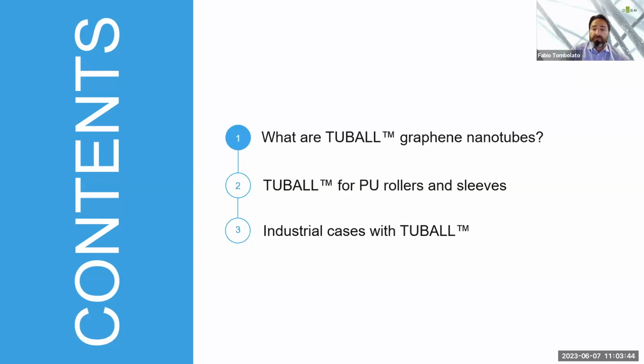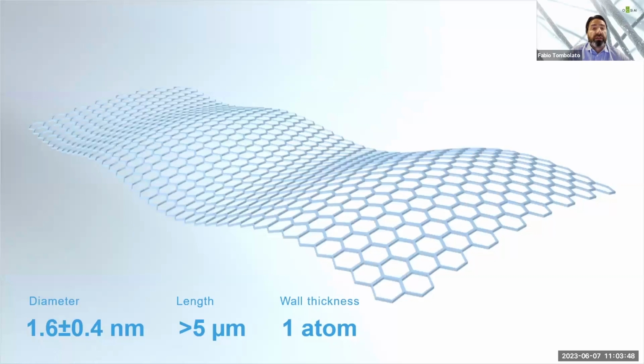Graphene nanotubes are also called single-wall carbon nanotubes. They are made by a single sheet of graphene that is rolled up to form very long and very flexible tubes. The flexibility, together with a very high aspect ratio, together with a wall thickness of only 1 atom, give to this material very peculiar properties.